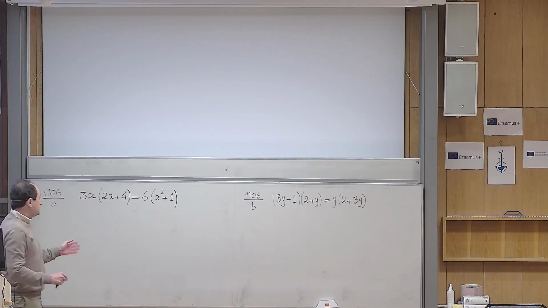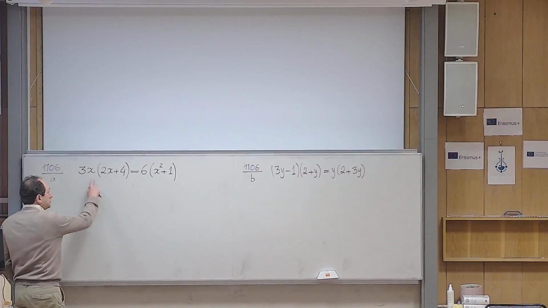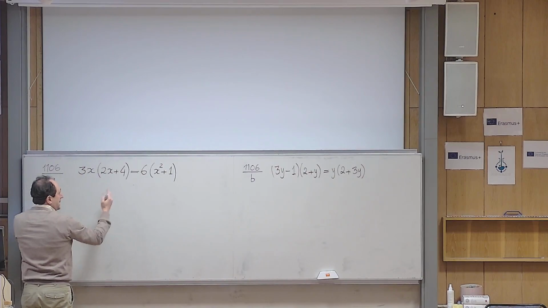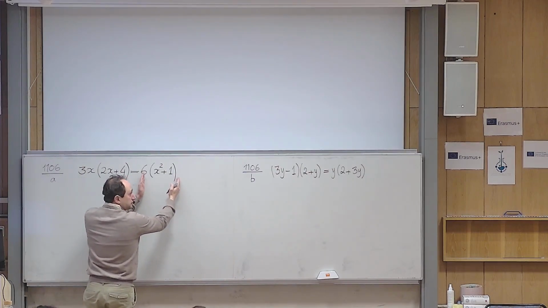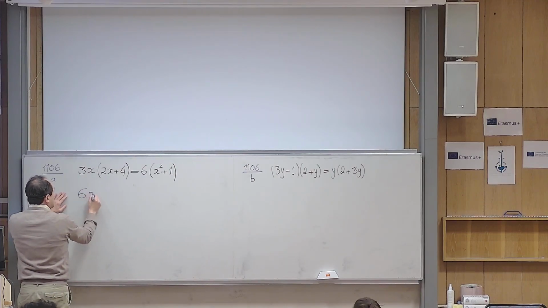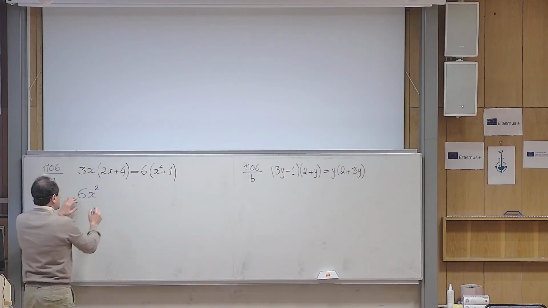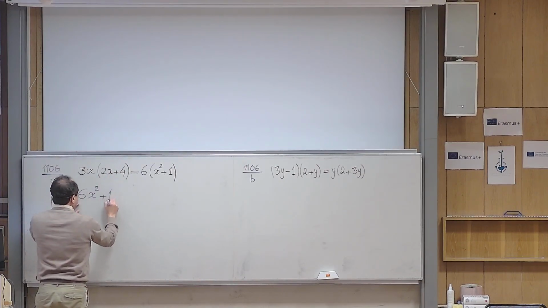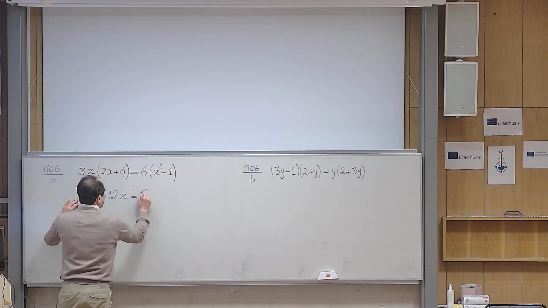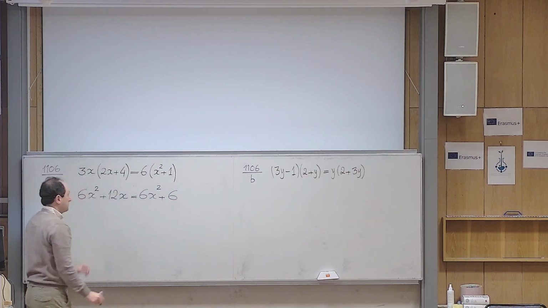Okay, now I will solve it for you. If you have problems, please let me know. Okay? So what can I do here? So I multiply this in as if I have two problems. On the left side, if I multiply this, it becomes 6x squared. And then I have plus 12x. On the right hand side, I will have 6x squared plus 6.